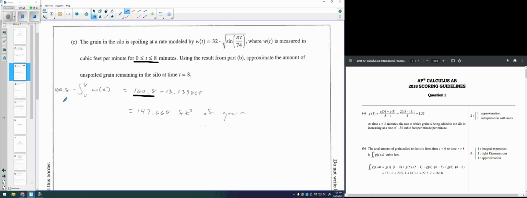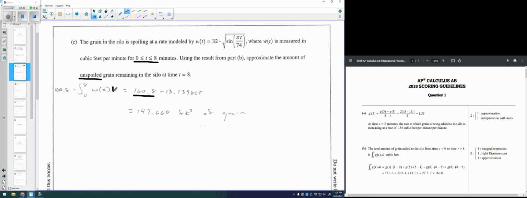So my calculation to find out how much is unspoiled, I take what is in there minus what is spoiled. So this tells me how much is spoiled. This is the total amount of grain, and the amount of grain minus what is spoiled is the amount that is unspoiled.